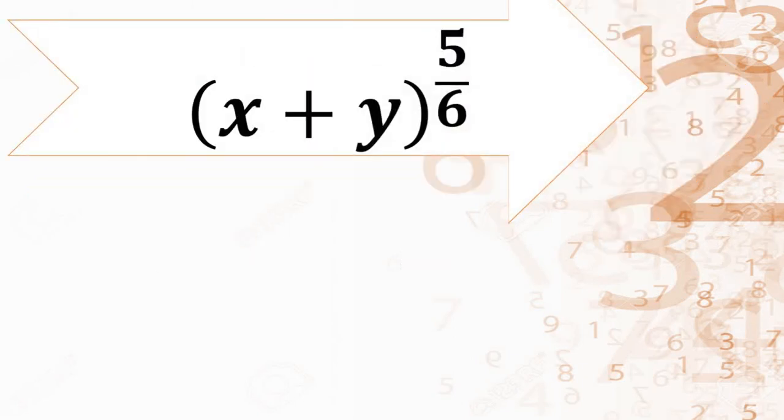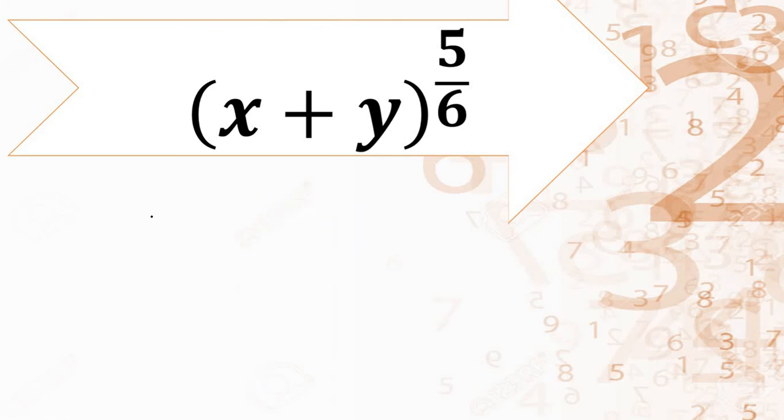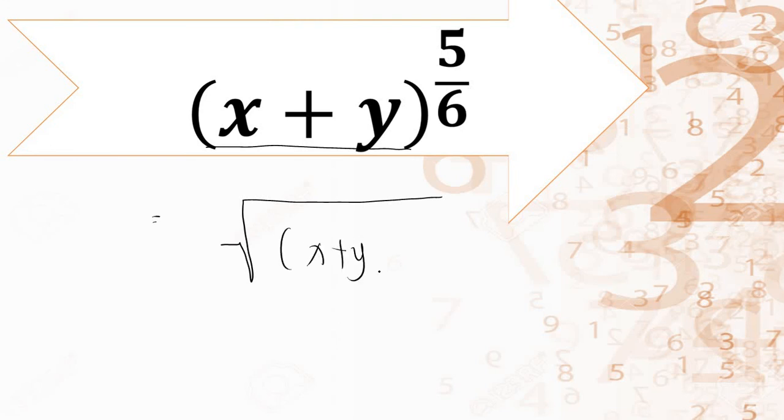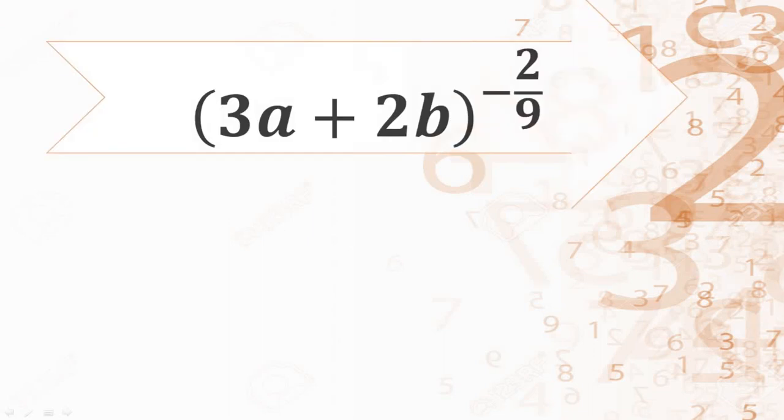Now, let's have another given: the quantity x plus y raised to the power of 5 over 6. Again, write the radical sign first. Identify your radicand. Here, our radicand is x plus y. Next, what is the power or exponent of your radicand and what is your index? The exponent on top goes inside, while the one on the bottom goes outside. So this is the 6th root of the quantity x plus y raised to the 5th power.